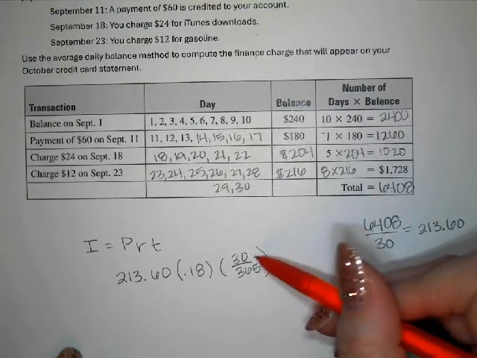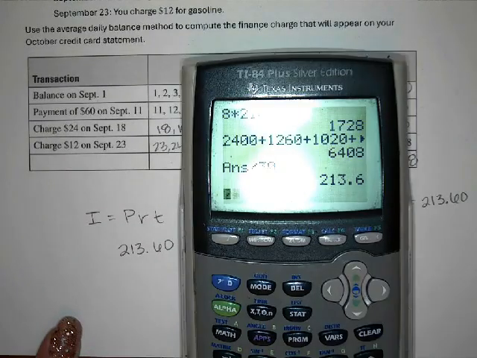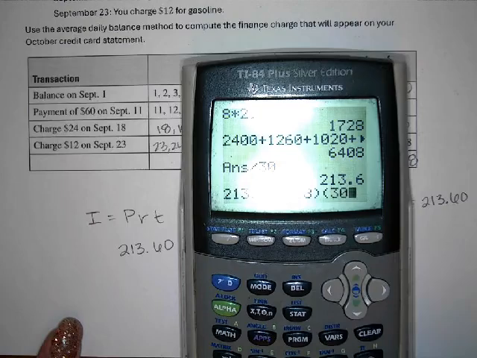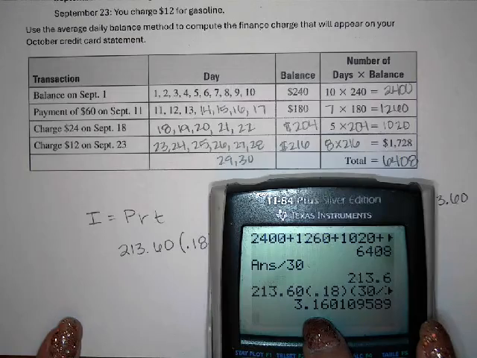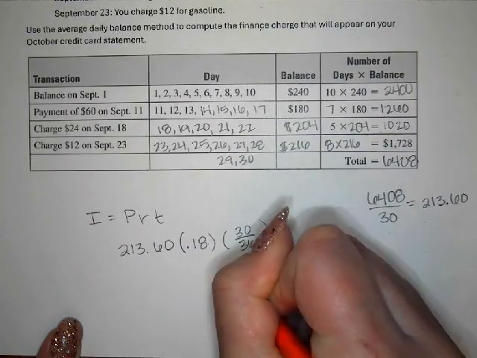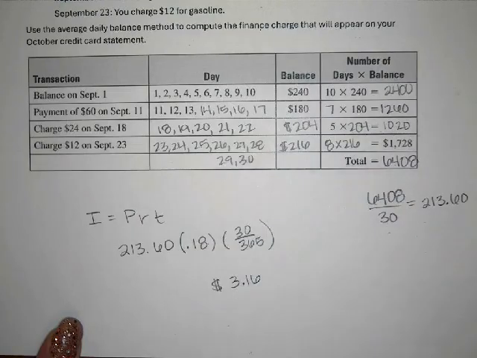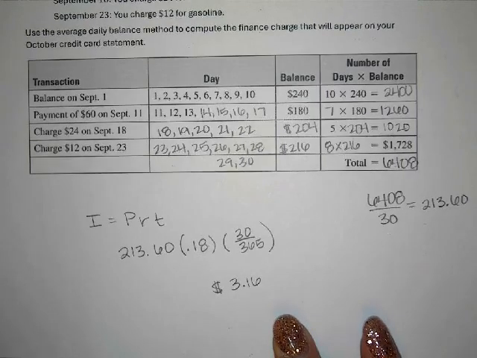So our finance charge is going to be $213.60 times an interest rate of 18% times 30 days out of a whole year. And we have an interest charge of $3.16, or a finance charge of $3.16. It is tedious, but it is the most common way of doing it. All right, next, we have one last example.